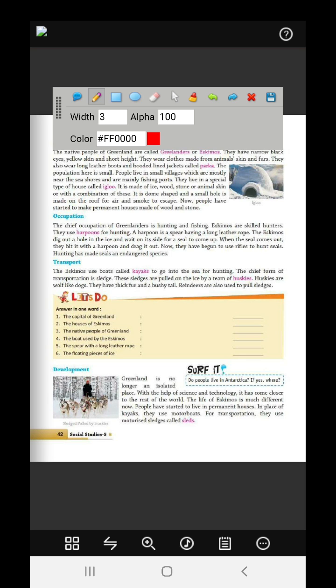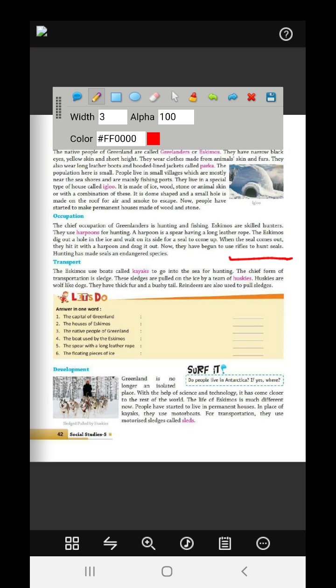Now the Eskimos dig out a hole in the ice and wait on its side for the seal to come up. When the seals come out, they hit it with the harpoon and drag it out. Now they have begun to use rifles to hunt seals. Hunting has made seals an endangered species.